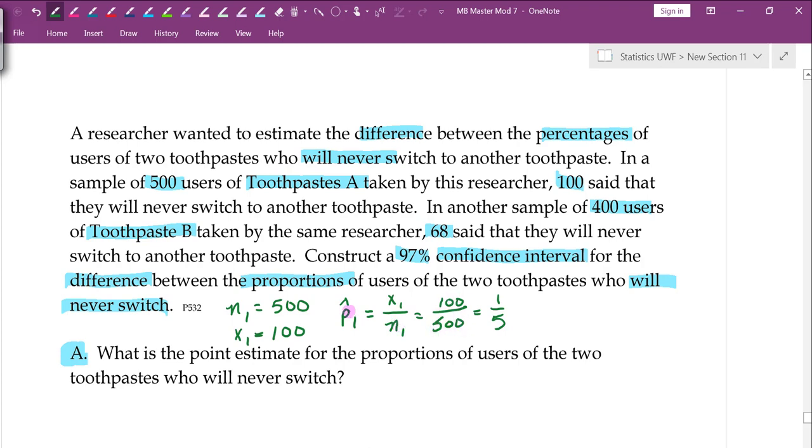Now let's look at P hat 2. First thing I need to know is how many people did we interview for toothpaste B? We interviewed 400 people. So our sample size for population 2 is 400. How many people in population 2 said they will never switch? We have 68 said that they will never ever switch. So to get P hat sub 2, that is going to be the ratio of 68 divided by 400. Okay? And now I'm going to construct a 97% confidence interval.